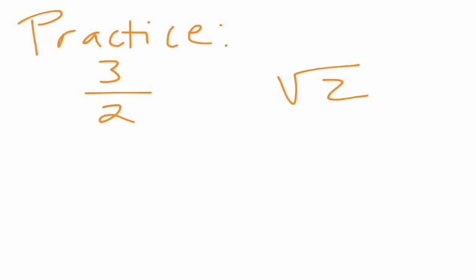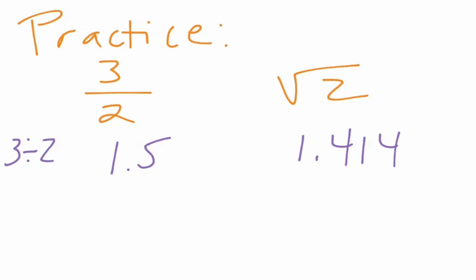Okay, and the best way to do this, again, is to change them over to decimals. That's just the most straightforward way. We don't want to do extra work. So 3 over 2 on your calculator, you would do that as 3 divided by 2, which would give you 1.5. You do the square root of 2 in your calculator, and we get 1.414.